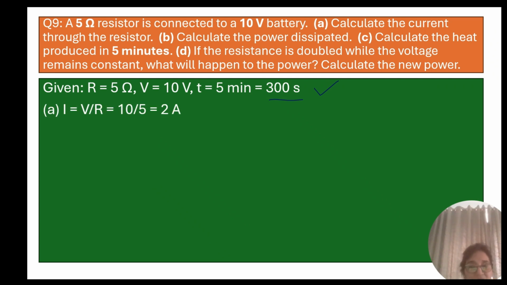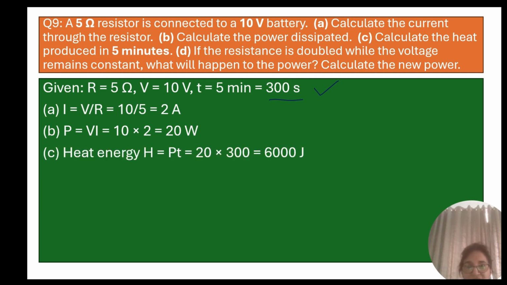First part, current is equal to V upon R. What is the voltage here? 10 divided by resistance, which is 5, that is 2 ampere. Don't forget Ohm's law. Part B, you need to calculate the power dissipated. Here again, students, I'm repeating that you need to understand the power equation. So P is equal to V into I will give you 10 into 2, which is 20 watt.